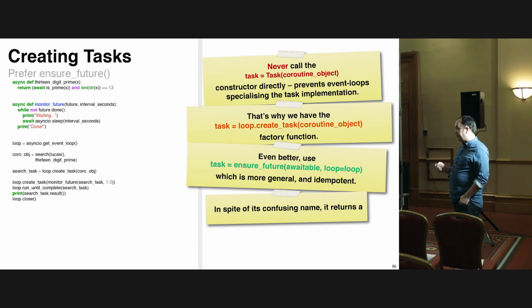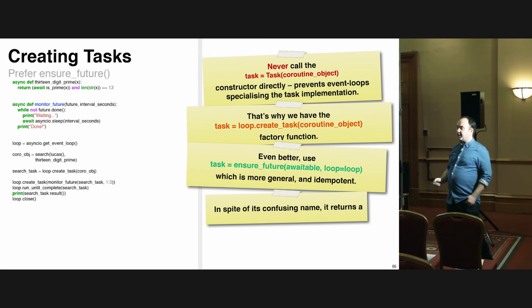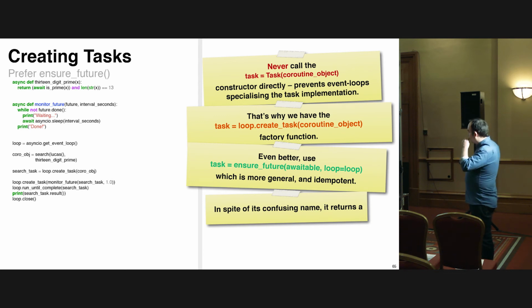However, even this is not the preferred way. The preferred way to create a task is to call ensure future, right? This took me about 4 weeks to grasp that this is the right thing to do, okay? And there are lots of Stack Overflow and mailing list questions about what is the preferred way to create a task? And eventually I figured out that this is the right way to create a task, because ensure future does call create task, okay? Ensure future is a bit smarter, it's a bit more general. It doesn't just accept a coroutine, it accepts any awaitable.